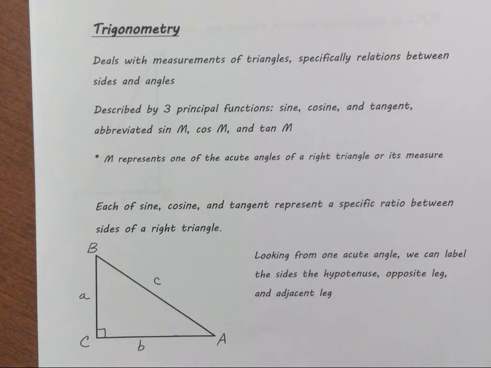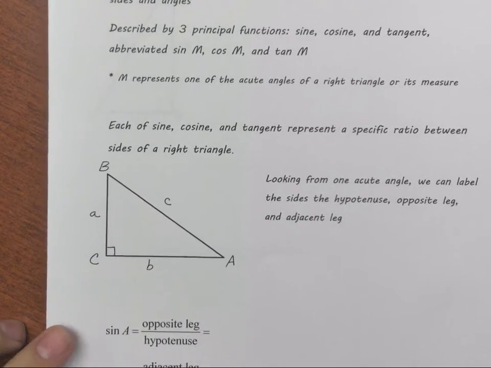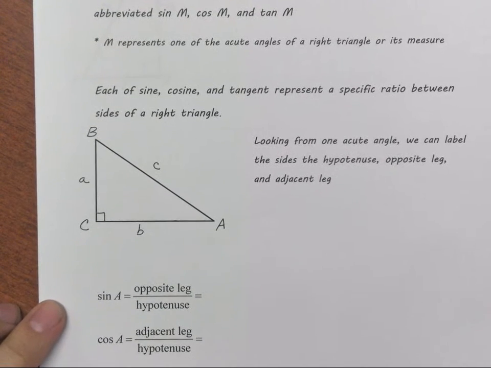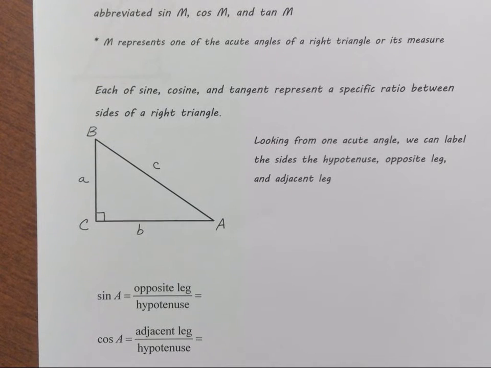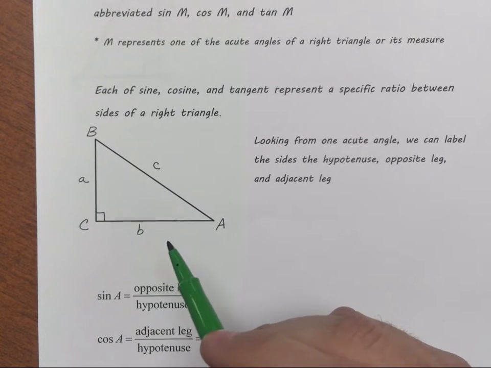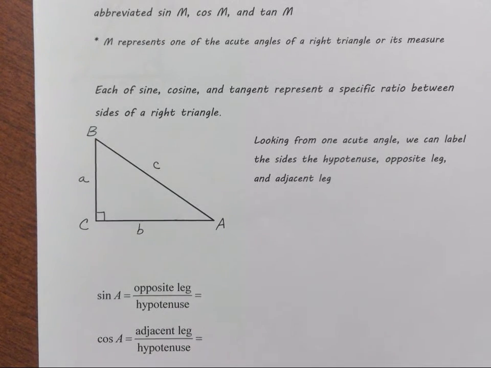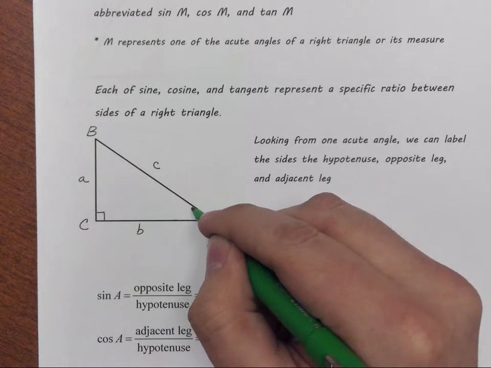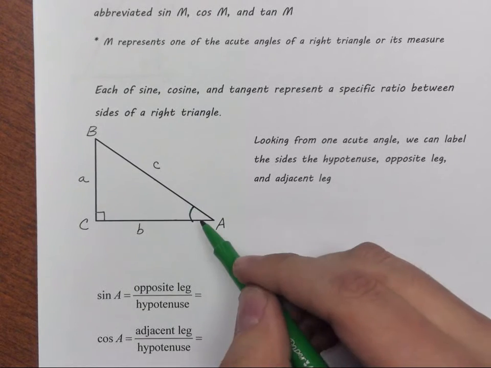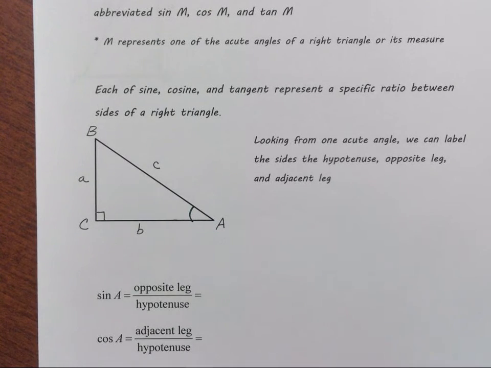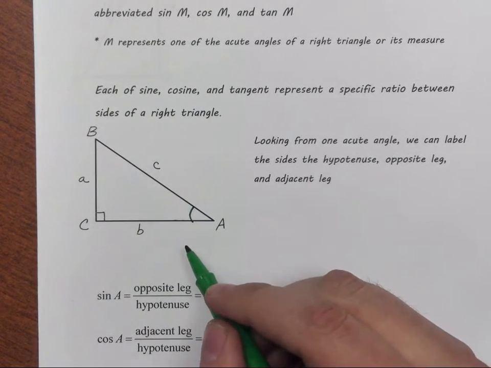What do these functions mean? Well, each of sine, cosine, and tangent represent a specific ratio between sides of a right triangle. If I wish to understand that, I need to first look at a right triangle. So here I see triangle ABC. The sides are labeled. I want to first pick an acute angle. I can look from either angle A or angle B as my acute angle. I'll start with angle A. So if I'm looking from angle A, it helps to just mark that that's where I'm looking from. So I've marked the angle.